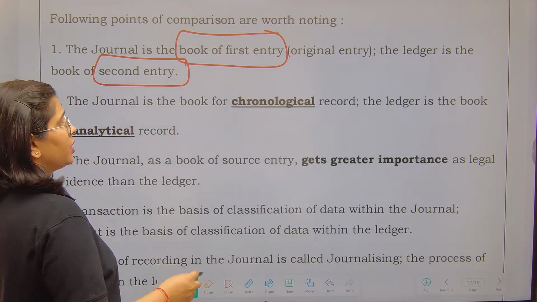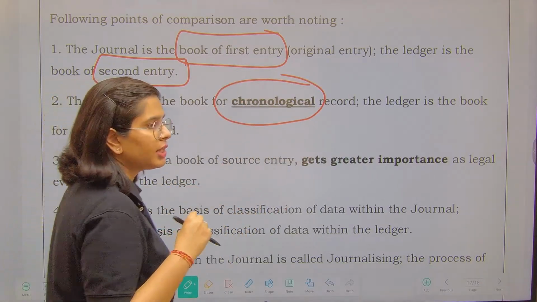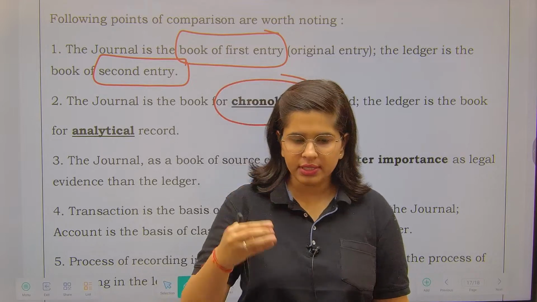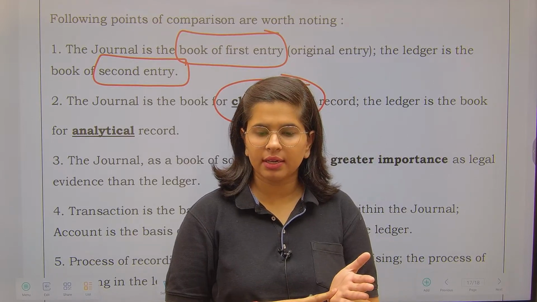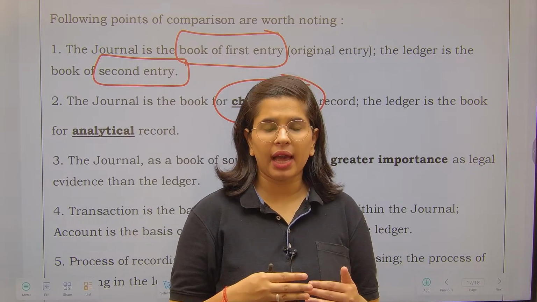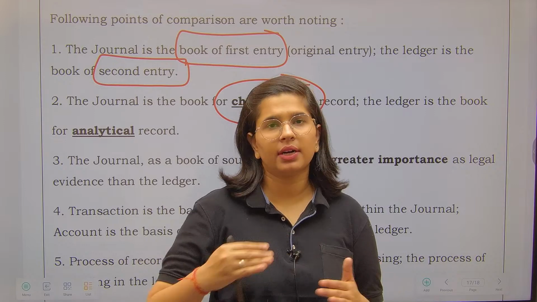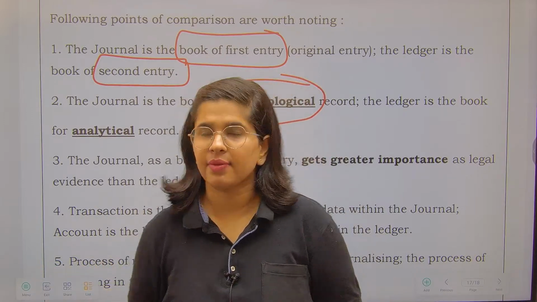Next, the journal is a book of chronological record. Chronological record means it follows dates. Like on 1st April, what are the expenses I have incurred? I will record them. On 2nd April, what have I done? I will record them. 3rd April, 4th April, like that. So it follows the date-wise mechanism.